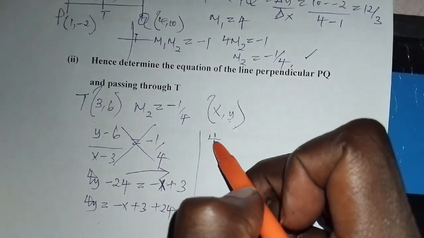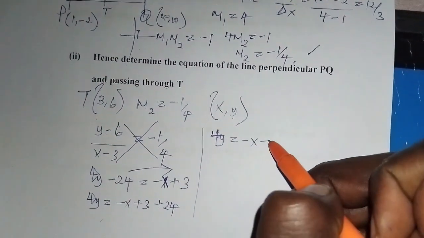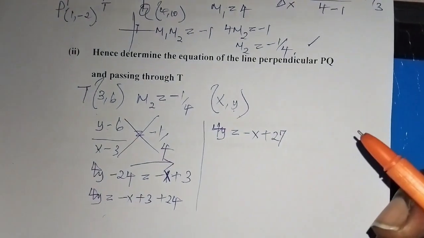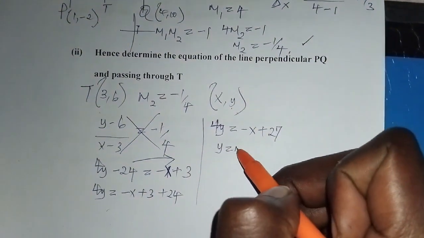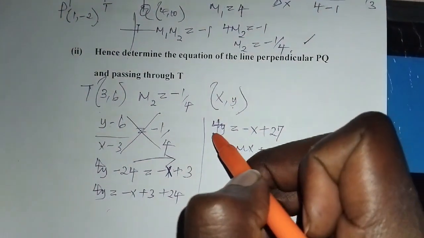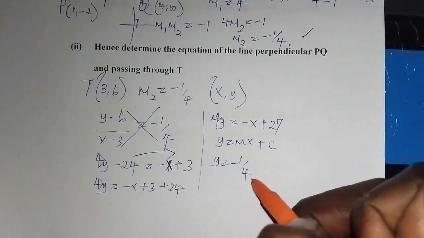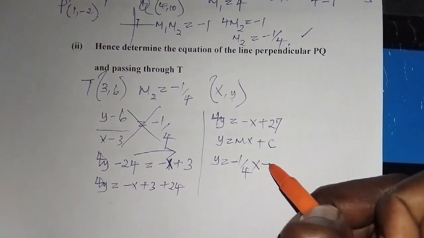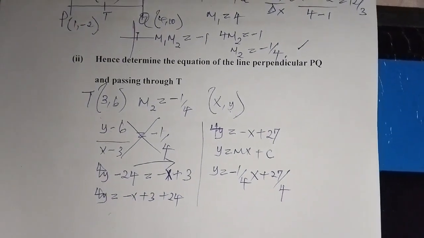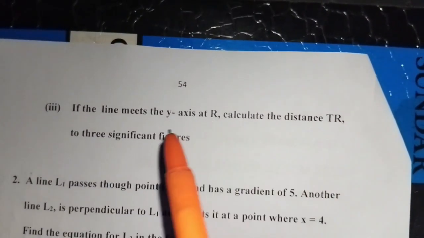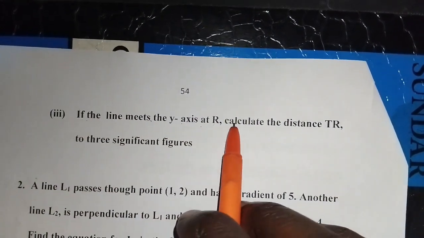So you shall have 4y is equal to negative x plus 27. So you shall leave our equation in the form of y is equal to mx plus c by dividing by 4 throughout. So you shall have y is equal to negative 1 over 4x plus 27 over 4. The next part of the question, if the line meets the y-axis at R.